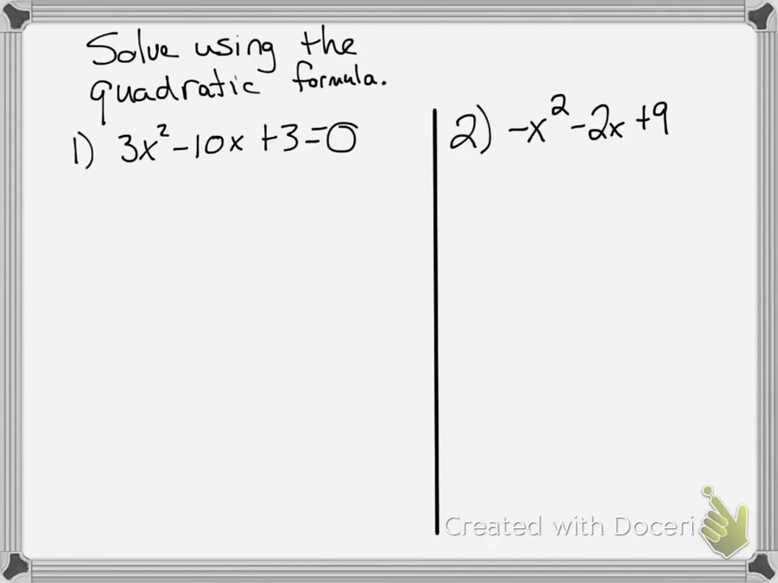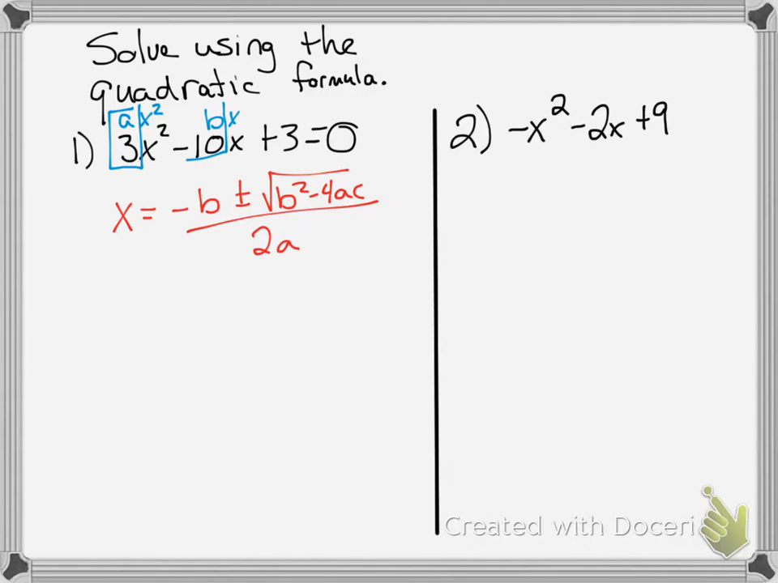Okay, so we're going to solve four equations using the quadratic formula. So the first thing I'm going to do is I'm always going to start by writing down my formula. x is equal to negative b plus and minus the square root of b squared minus 4ac divided by 2a. The second thing I'm going to do is find what each of these letters are in my equation. So looking for ax squared, a would be 3. Looking for bx, b would be negative 10. And c would be 3 here at the back.